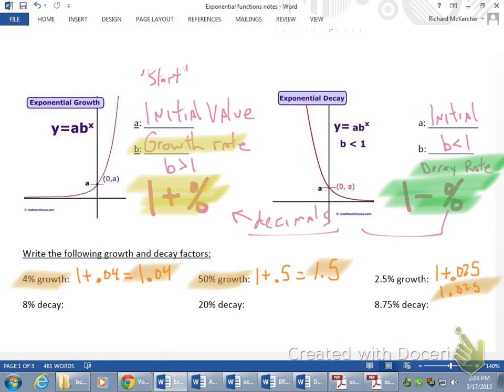For decay rate, it's the other way around. I had some problems there, so we'll skip over this one. 20% decay would be 0.2. So that gives me an 80%. My decay rate would be 0.80 or 80%. Now it decayed 20%, but 20% subtracted from 100, or subtracted from 1, gives me 0.8. Over here, again, I'm going to subtract that, and you can see that's the decay rate.